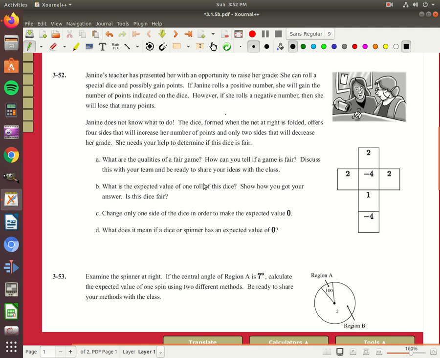What are we seeing? So what are the qualities of a fair game? It has to be even, right? You should be able to have an expected value of 0 so that it's fair. How can you tell if a game is fair? Again, we're going to look at expected value and see if it equals 0.